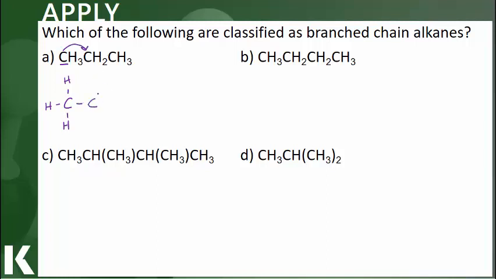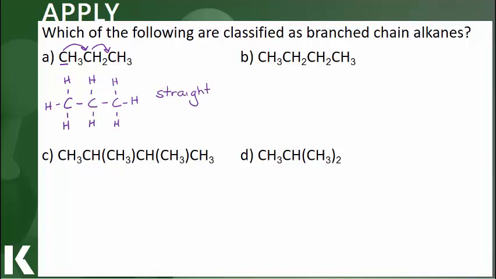The second carbon in line is attached to 2 hydrogens, and it's also attached to another carbon. And that final carbon is attached to 3 hydrogens. Now, looking at this Lewis structure, each one of these carbons is only attached to 1 or 2 other carbons, making this a straight chain alkane.